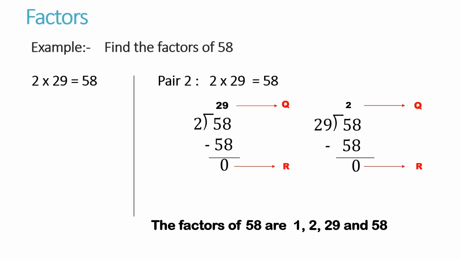Second pair is 2 into 29 is 58. Here, when we divide 58 by 2, we get quotient as 29. And when we divide 58 by 29, we get the quotient as 2. So, here, in both the cases, remainder is 0. Thus, the factors of 58 are 1, 2, 29 and 58.